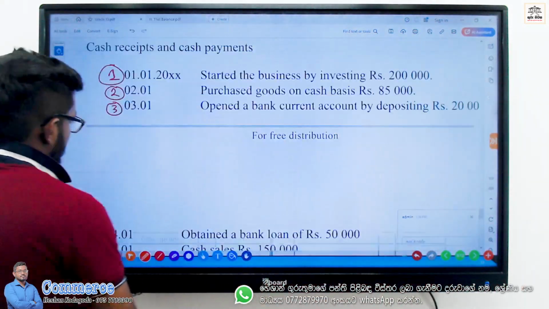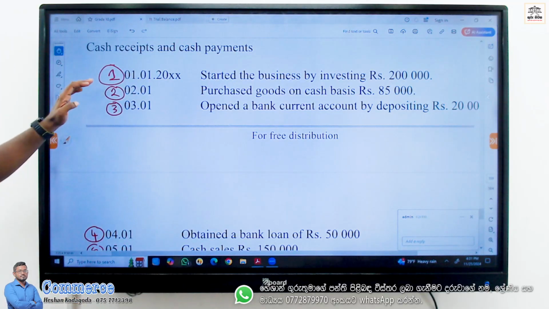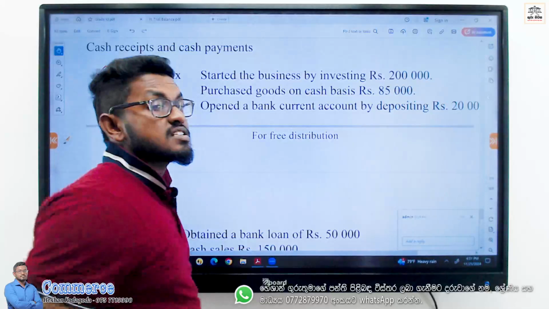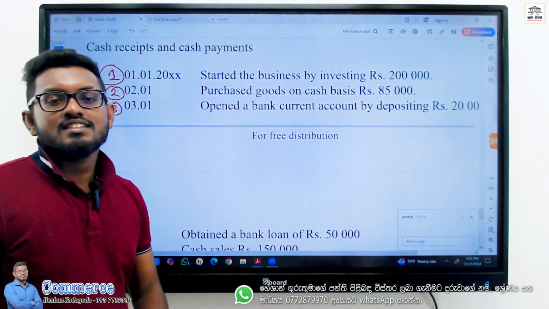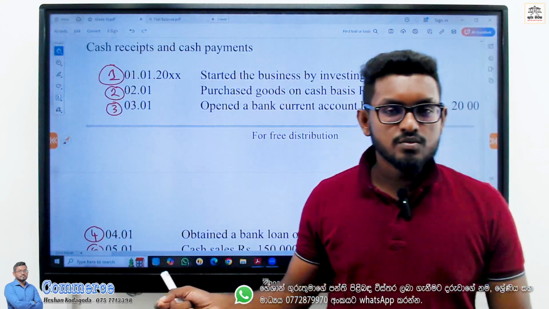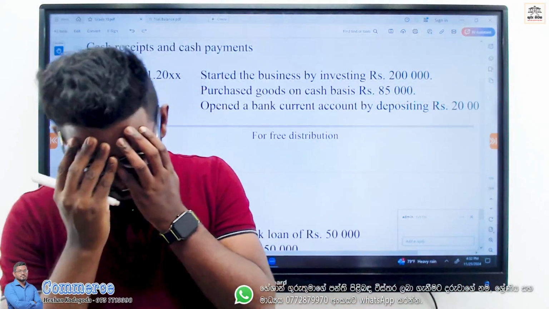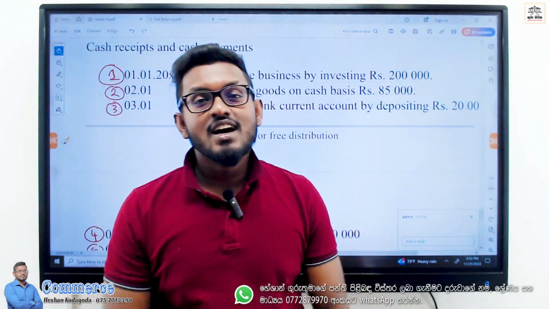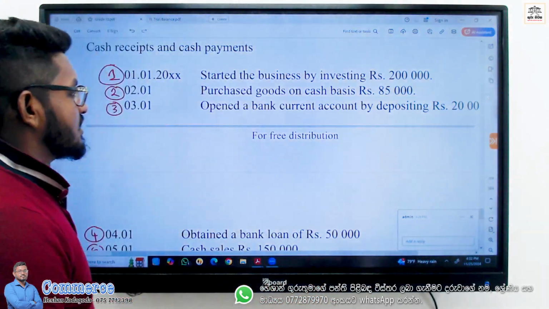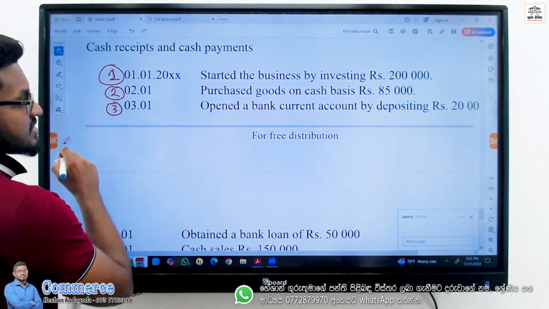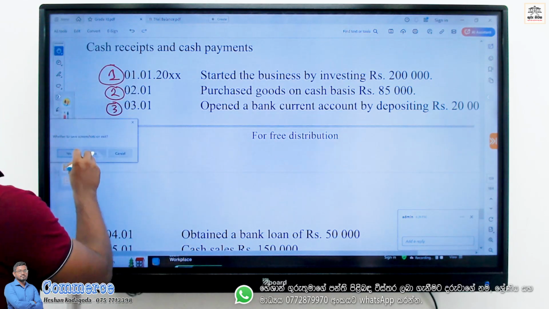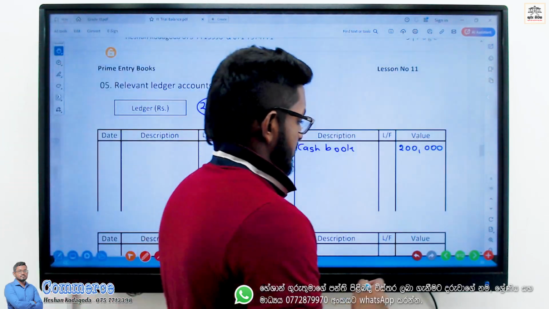Then let's go to the second one. Number 2, January 2nd. Purchase goods on cash basis 85,000. What is the double entry? Cash account credit, goods account, purchase account debit, cash book credit. So in the cash book, it's credit side, January 2nd, 85,000.